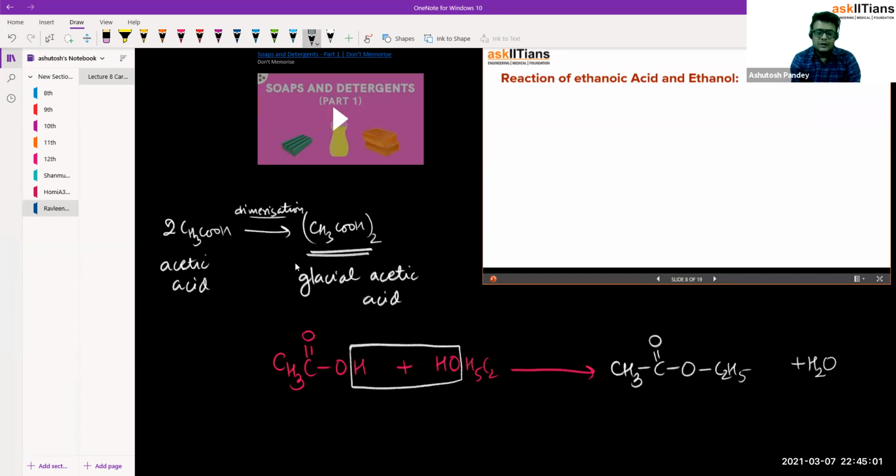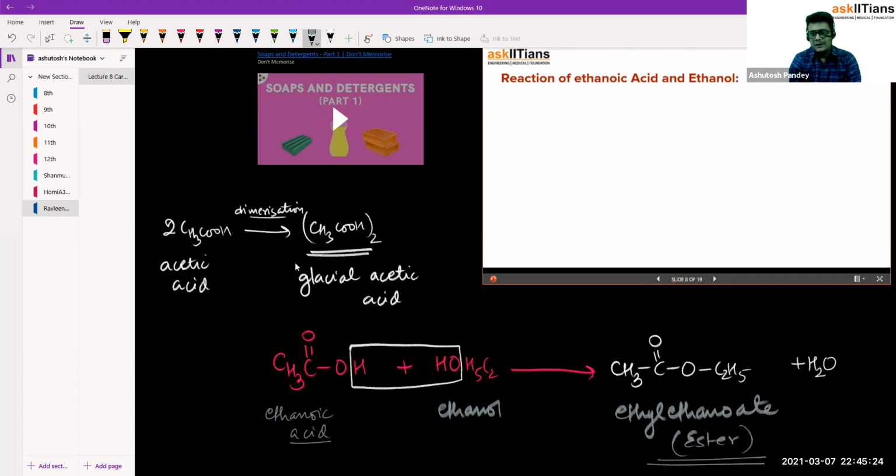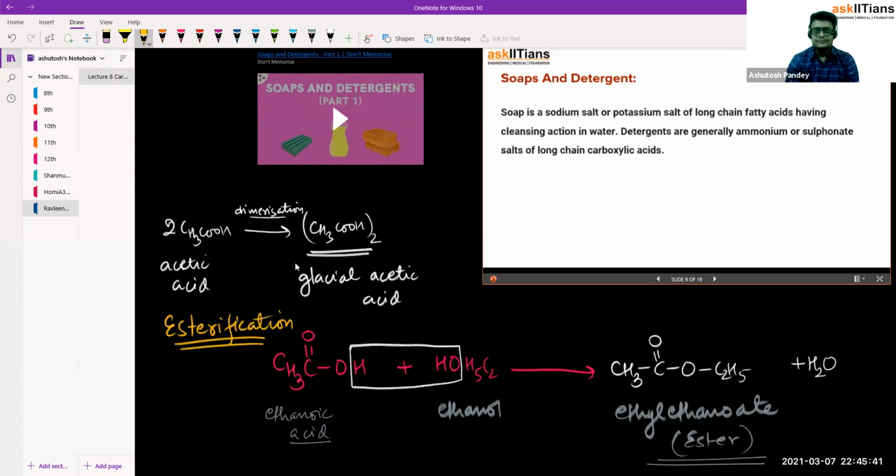This was ethanoic acid, and this is ethanol. What we get is ethyl ethanoate, which is an ester, a new class of compound. This reaction is known as esterification, because an ester is formed here. Clear?